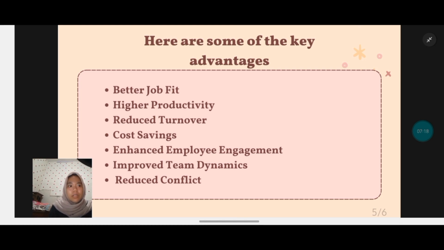Next, cost savings. Reducing turnover and ensuring a good fit for positions can lead to cost savings for organizations. The expenses associated with recruiting, onboarding, and training new employees can be substantial, so retaining employees through better placement is financially advantageous.